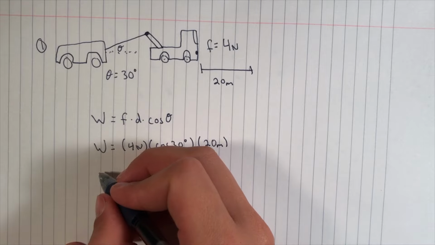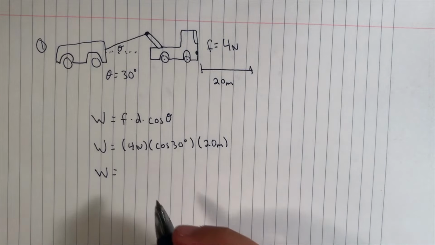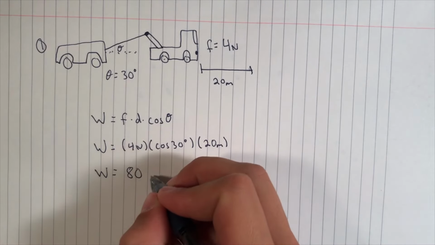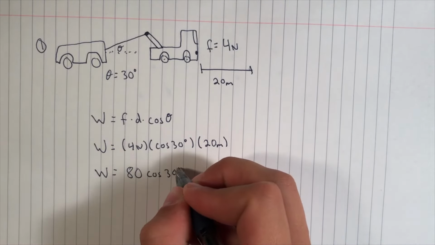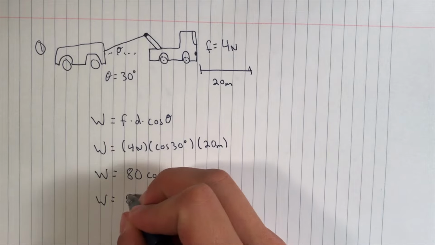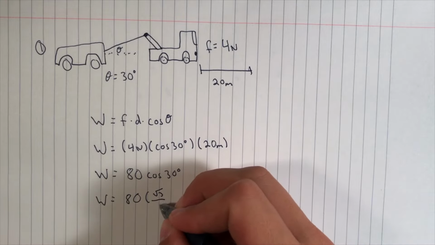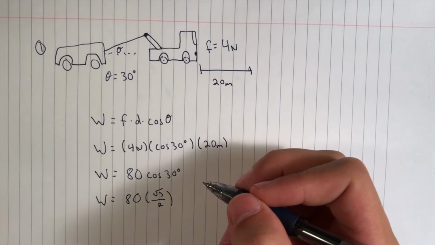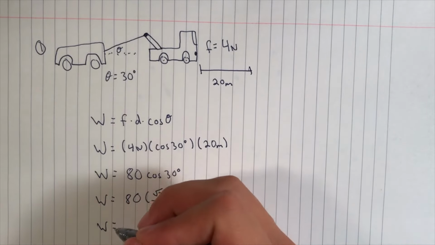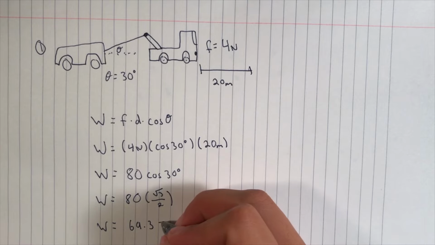Here, we're going to solve for these variables and say that the answer will be 4 times 20, which is 80, cosine 30 degrees. So work is equal to 80 times the cosine of 30, square root of 3 over 2, which is then equal to approximately 69.3 joules.